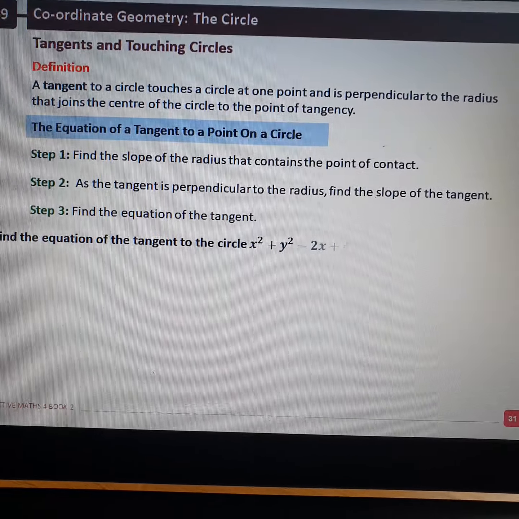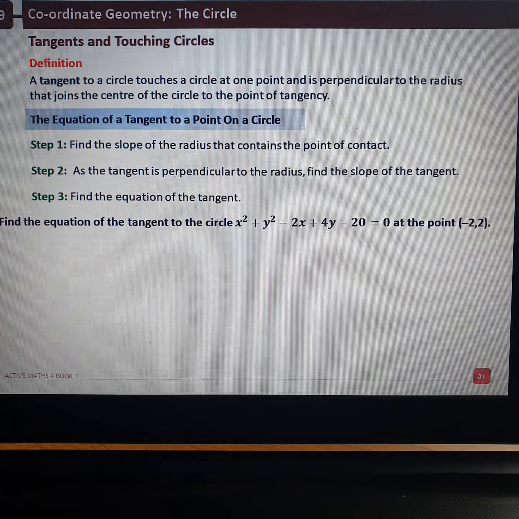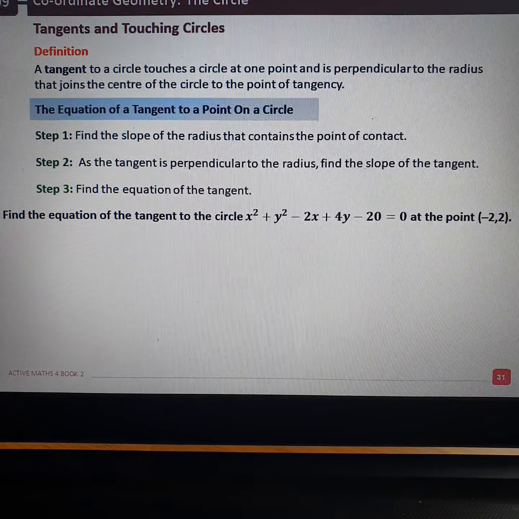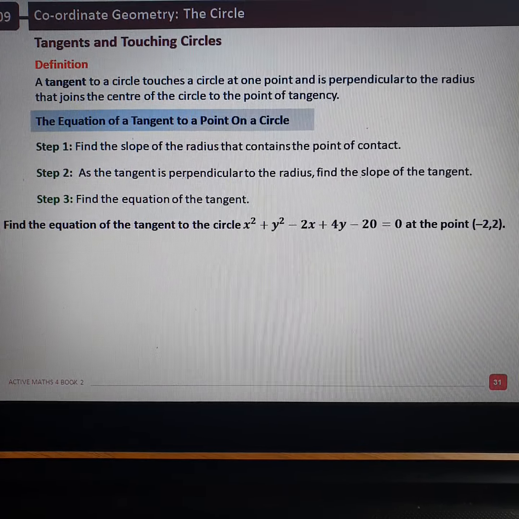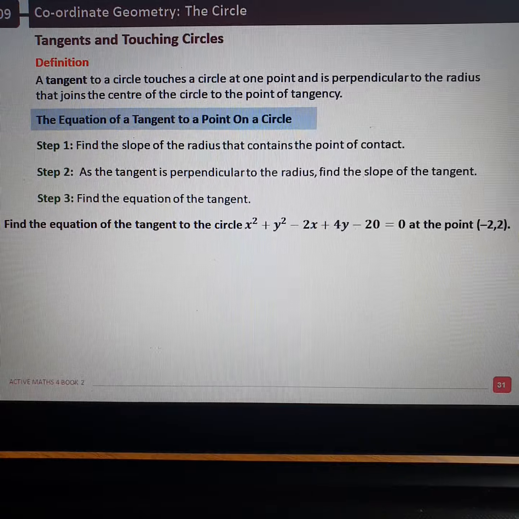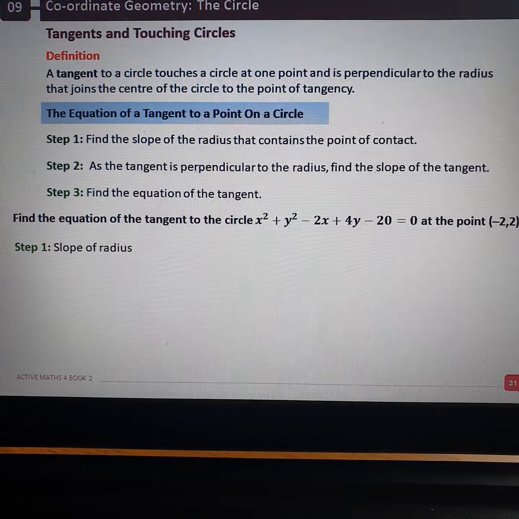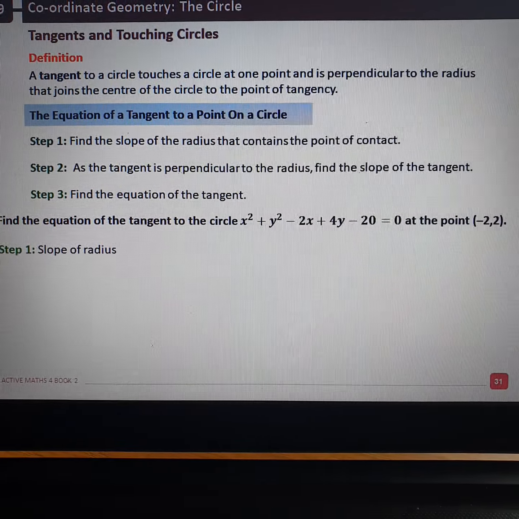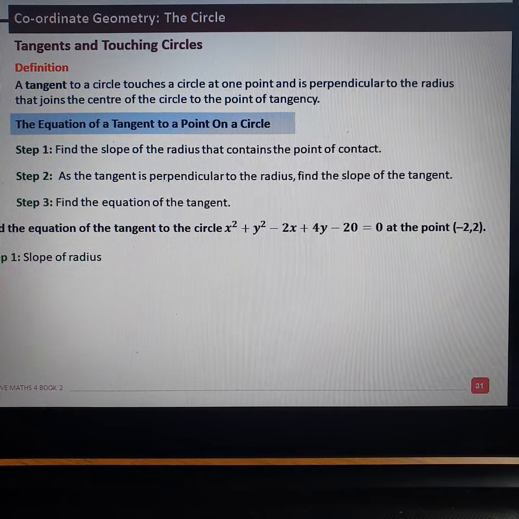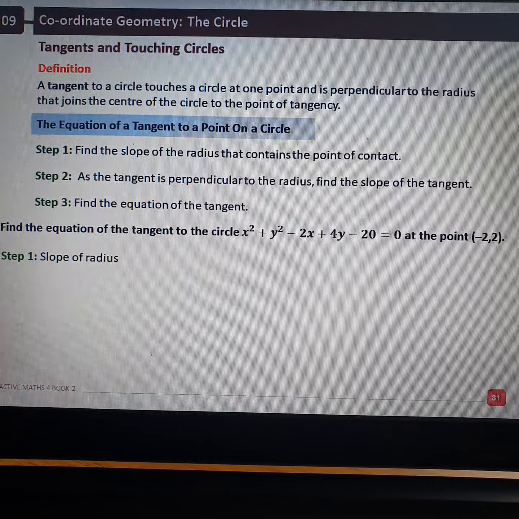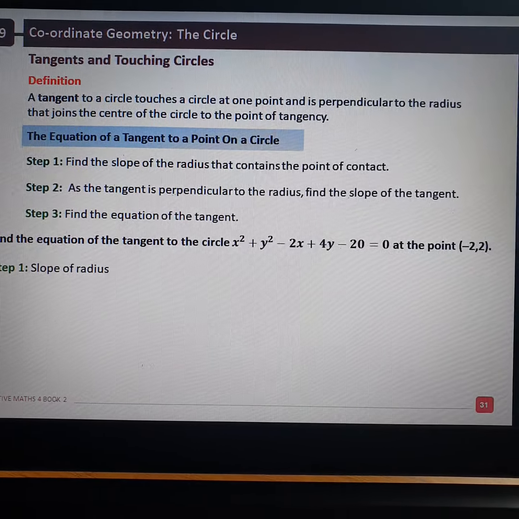and then we'll be able to find the equation. So for example, find the equation of the tangent to the circle x squared plus y squared minus 2x plus 4y minus 20 equals 0 at the point (-2, 2). You could do a little sketch of this: find your centre, find your radius, and put your point (-2, 2) on the circle, because it's at that point there's a tangent.